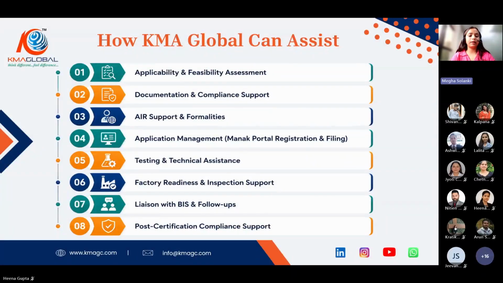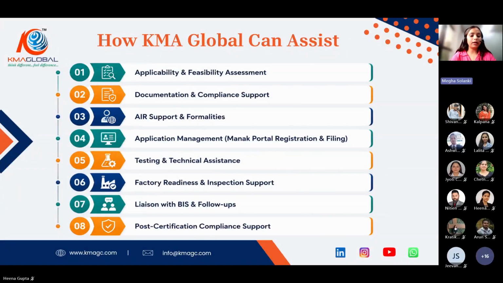So the very first step is applicability and feasibility assessment. Our team will help you to determine whether your product requires BIS certification and identify its applicable Indian standard. Next, our team prepares the necessary documents in line with the requirements of the applicable IS to reduce the chances of delay or rejection. For foreign manufacturers, we act as authorized Indian representative, complete all the requirement formalities and take complete ownership of the process.